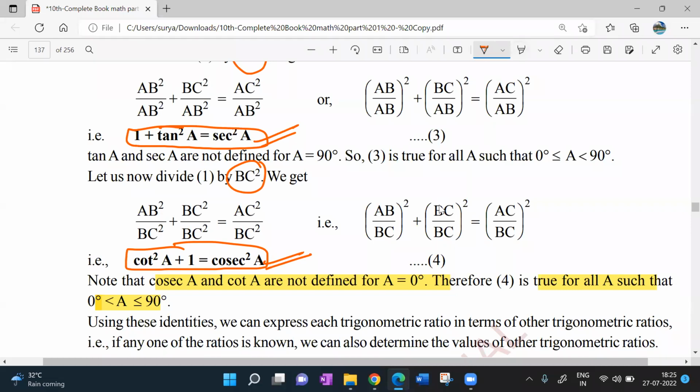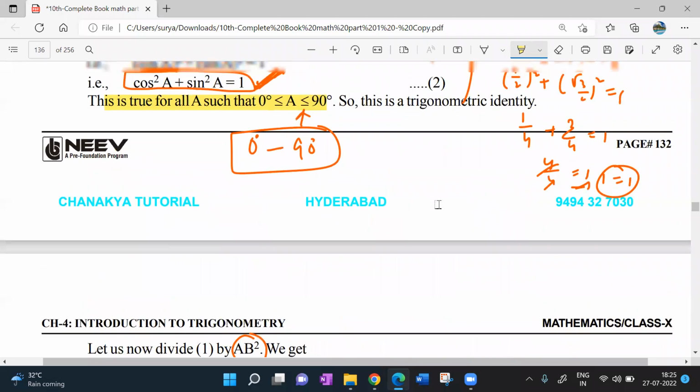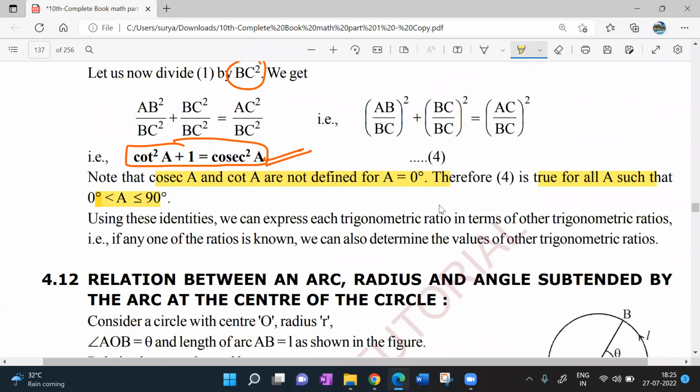And the third result, whichever we learned, this is true for all A value 0 to 90 degrees. And guys, many of you might be thinking that this will be defined. Look at this here. This will be defined where A value lies between 0 to 90 degrees. I can include 90. At 90 degrees, this will be defined. But 0 degrees is what? Cot 0 is what? Infinite. Tan 0 is 0.